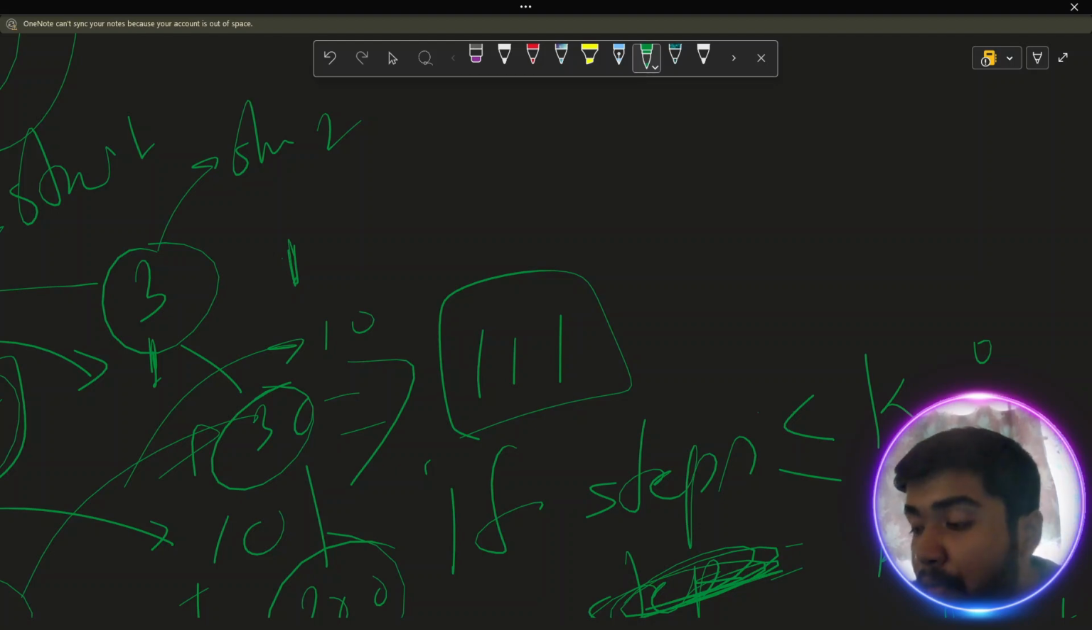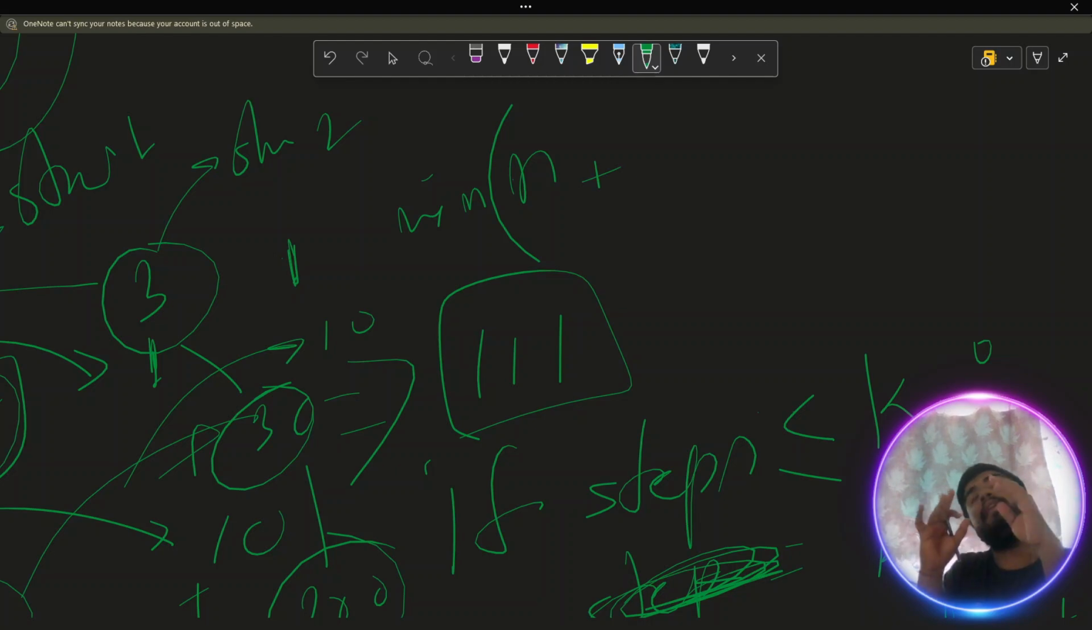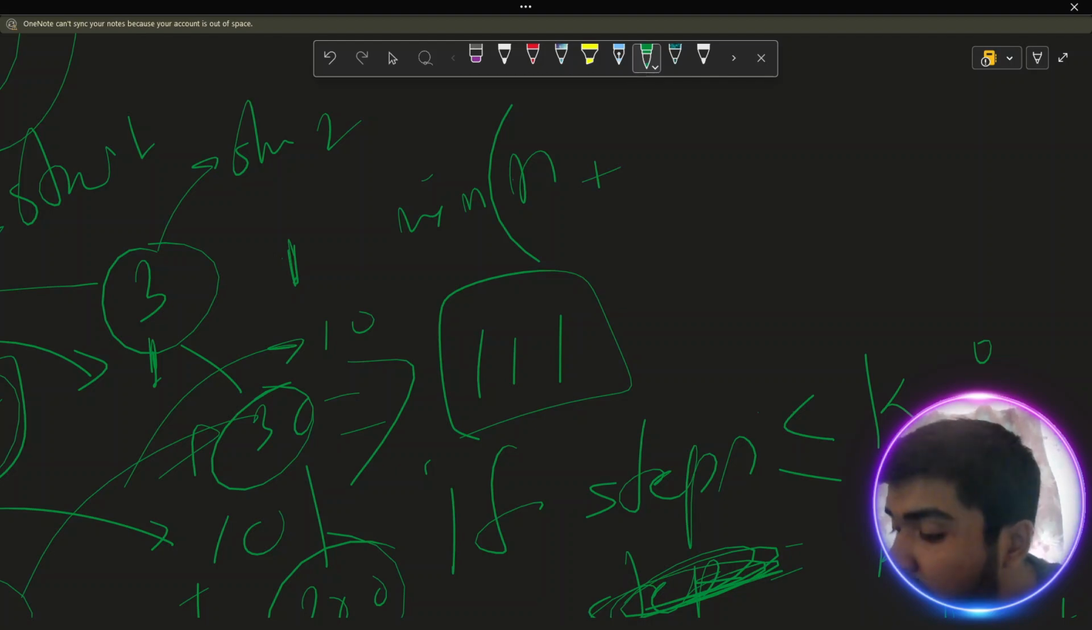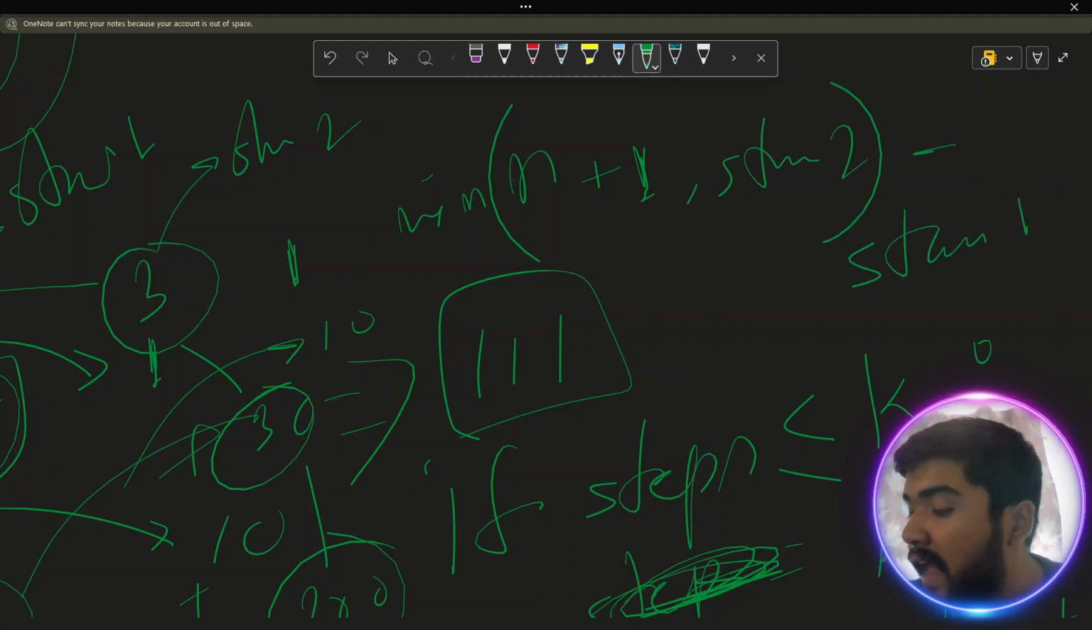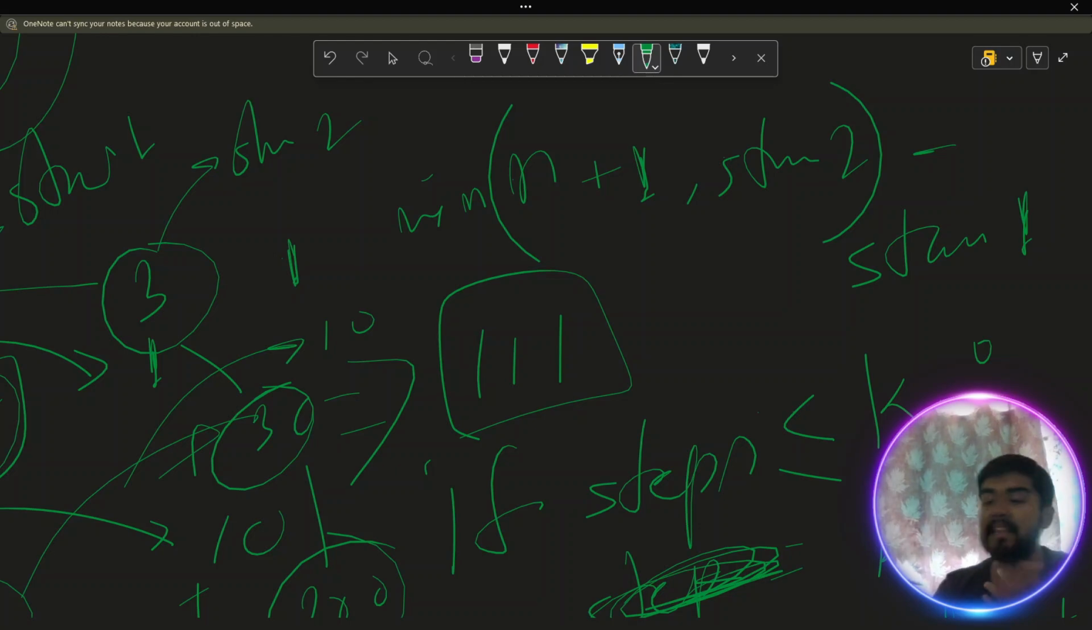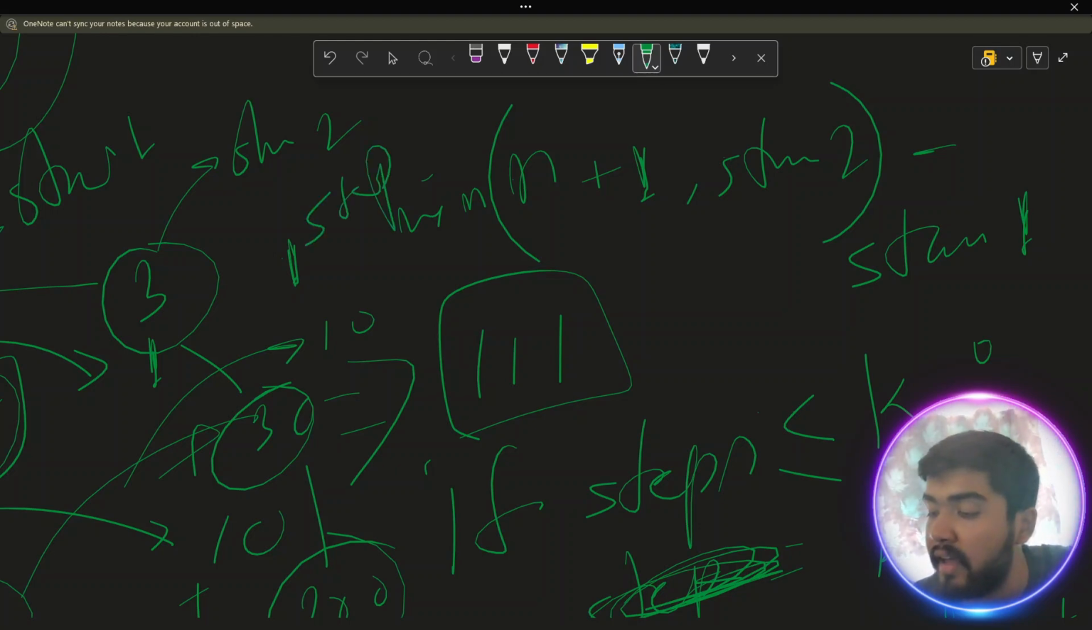How will I take the gap? I will take the gap to be the min of, who is the minimum between my n plus 1, because the n is inclusive. To make it inclusive, we have to have n plus 1, and the minimum of start 2, and I have to subtract start 1. So that is the steps I am able to cover. So I will add my steps to that many steps.